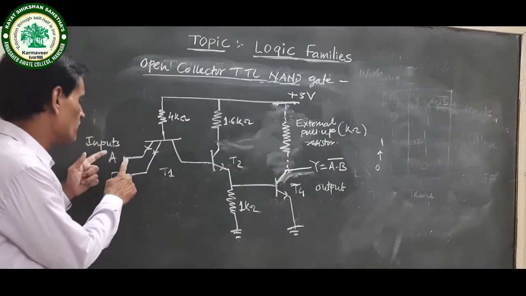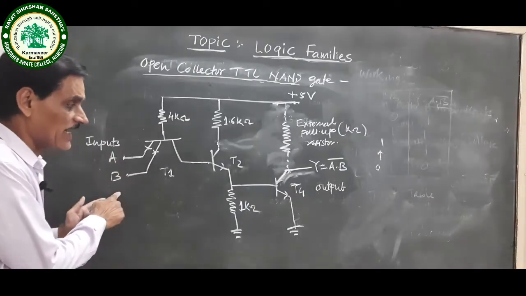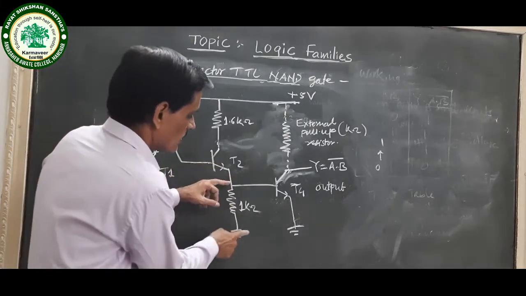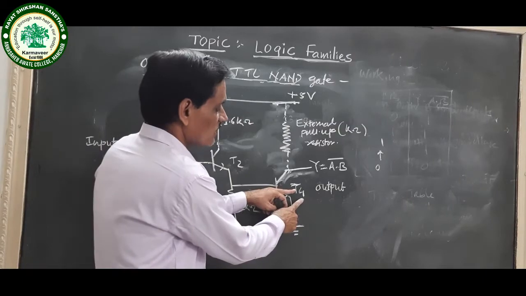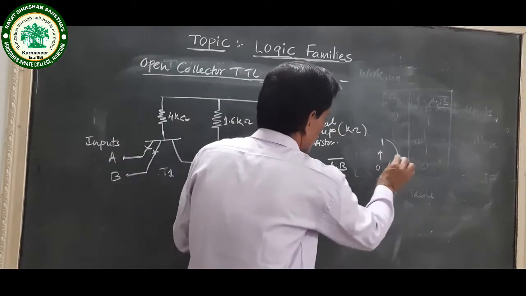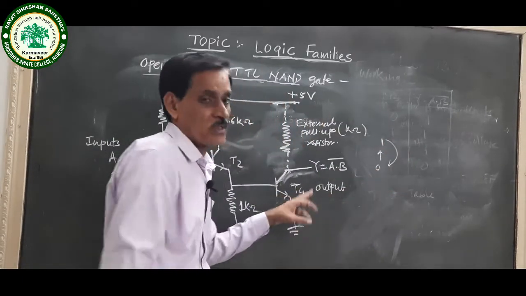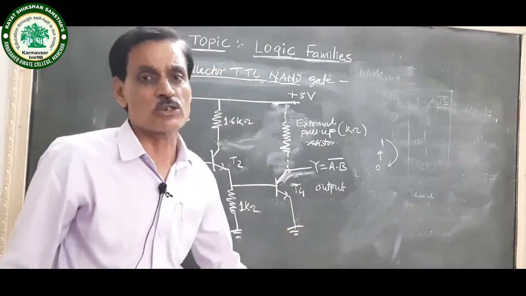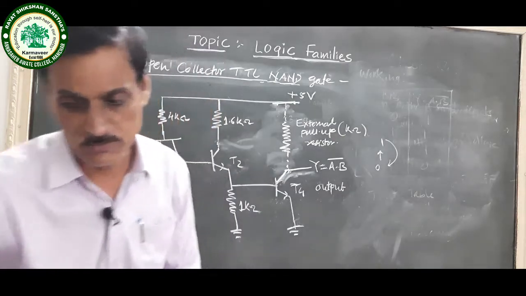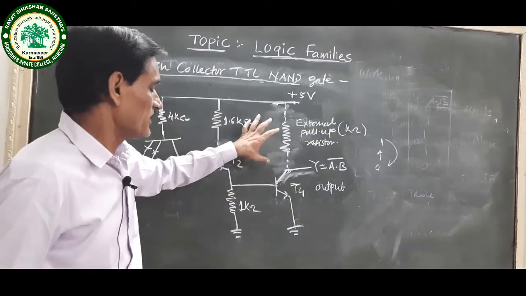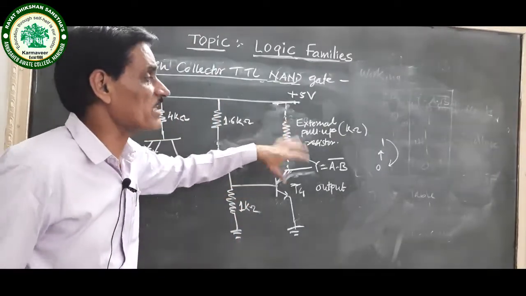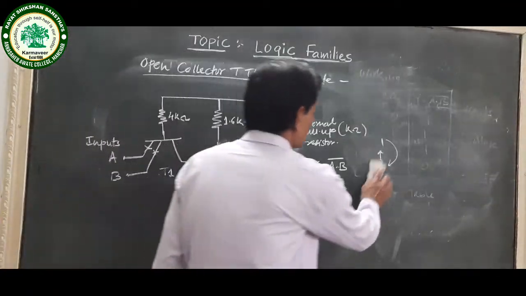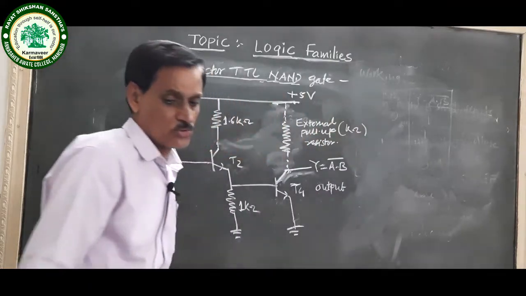On the other hand, whenever A and B are high, T1 becomes off. At that time T2 conducts, current flows, which makes T4 on, and the output goes from high to low. This is known as active pull-down. In this circuit, there is a passive pull-up but active pull-down. That is the basic difference between them. You have to remember.